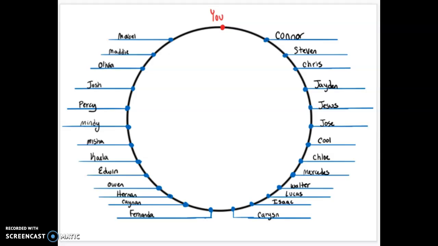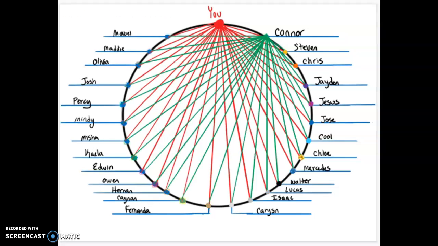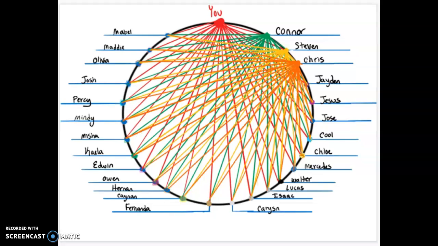So for the in-person students, it would look the same way. I would shake hands with everybody in my classroom. So Connor, Steven, Chris, Jaden, Jose, and so on and so forth. So if Connor was going to shake hands with everybody else, again, he would not shake hands with me because we already exchanged handshakes, and so on and so forth. And it would just get more crazy with Steven, and then Chris gets involved, and he's shaking everybody's hand after him, but not before him.